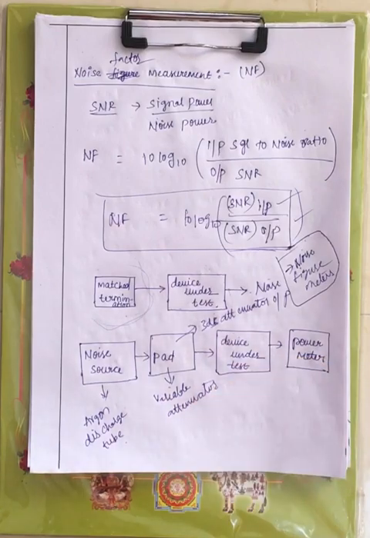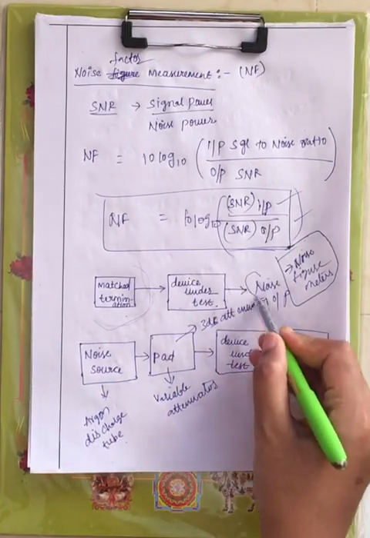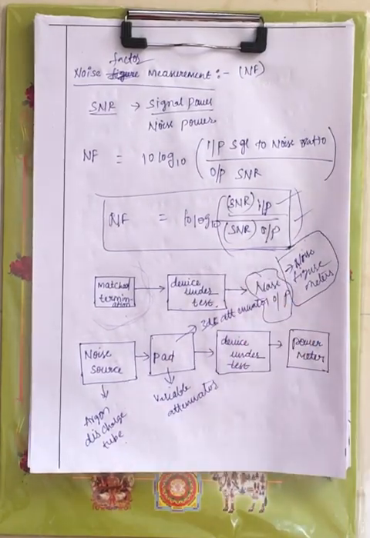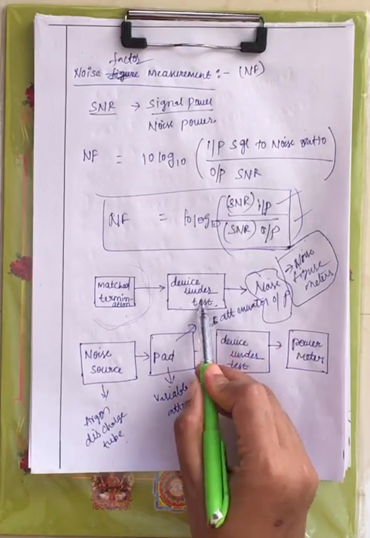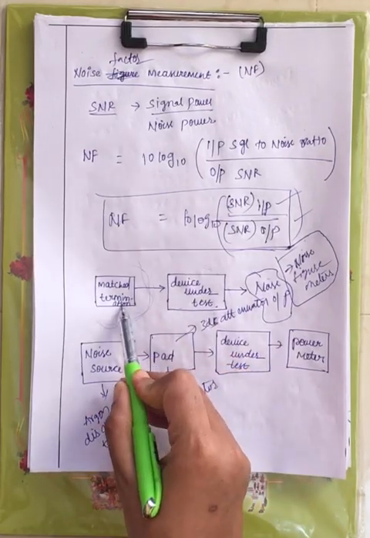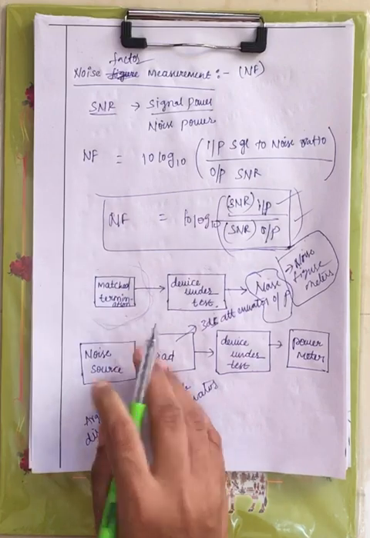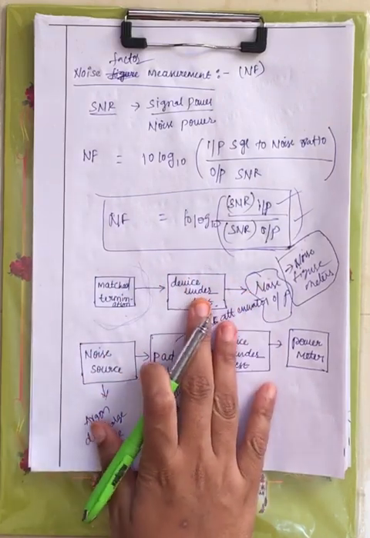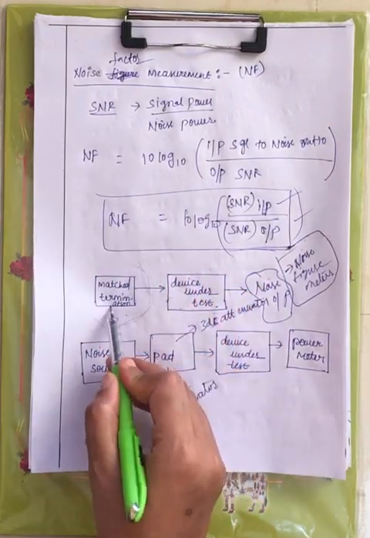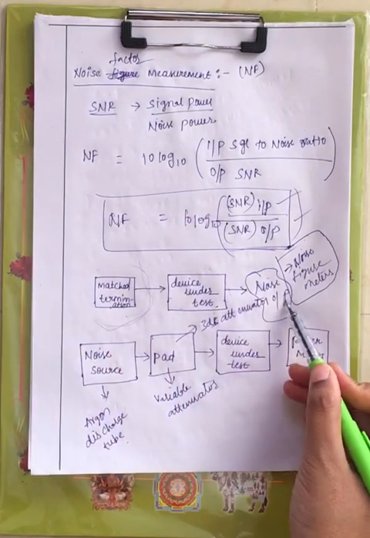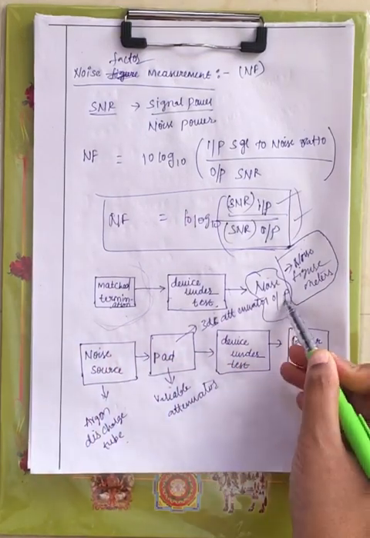Now initially you have to measure the noise output for the device under test by connecting its input to the matched termination. You won't give any input to the device, right? By connecting its input to the matched termination, you will calculate the noise output under setup 1, right?